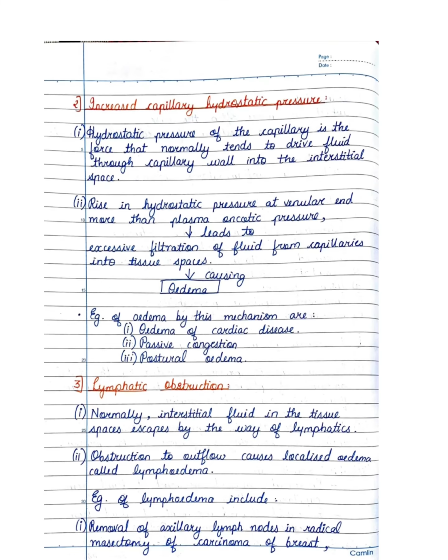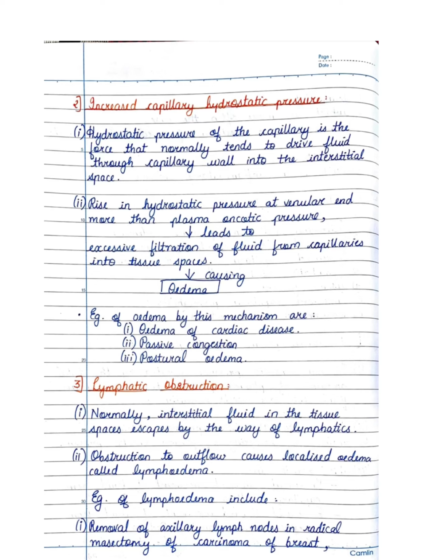Second, increased capillary hydrostatic pressure. Hydrostatic pressure of the capillary is the force that normally tends to drive fluid through the capillary wall into the interstitial space. A rise in hydrostatic pressure at the venular end, more than plasma oncotic pressure, leads to excessive filtration of fluid from capillaries into tissue spaces, causing edema. Examples of edema by this mechanism are edema of cardiac disease, passive congestion, and postural edema.